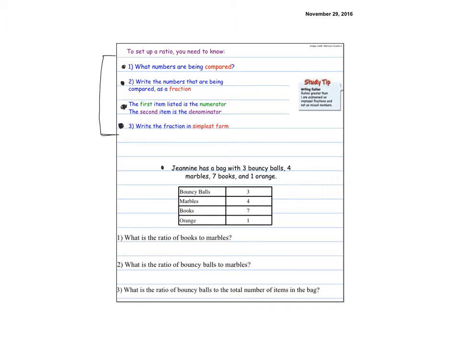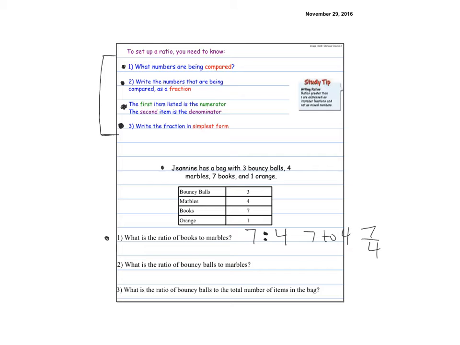Janine has a bag with 3 bouncy balls, 4 marbles, 7 books, and 1 orange. Number 1 says, what is the ratio of books to marbles? So I look at books, and I can see books has 7. So there's 7 books in the bag, to marbles, marbles has 4. So that's one way I can write it. Remember, I can write it with a colon, 7 to 4, or 7 over 4. This means there's 7 books to 4 marbles. So for every 7 books, there's 4 marbles, is basically what the ratio is saying.